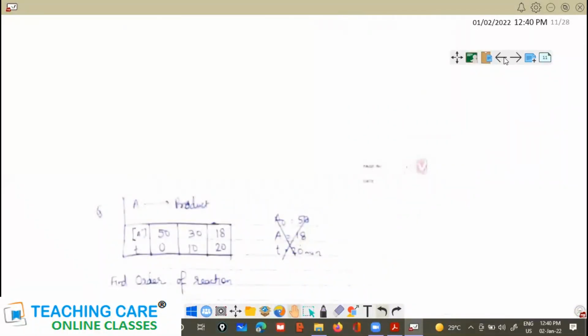Any two sets you can use to find the value of k. Out of the three, you can use any two sets and find the value of k for both the sets, sorry. Two k's for both the sets.